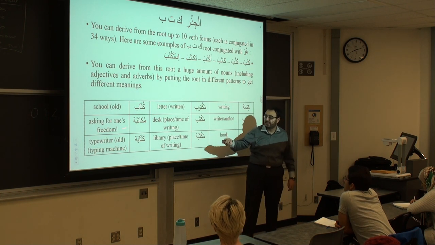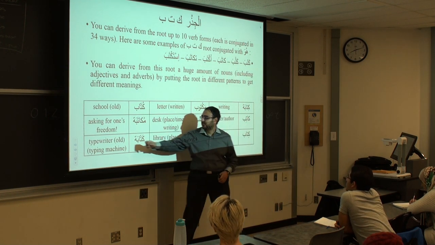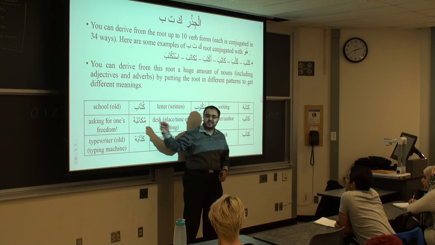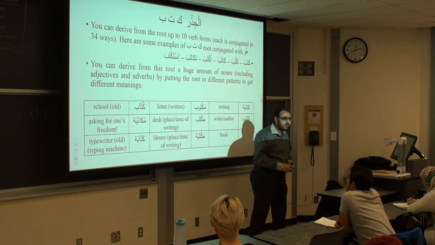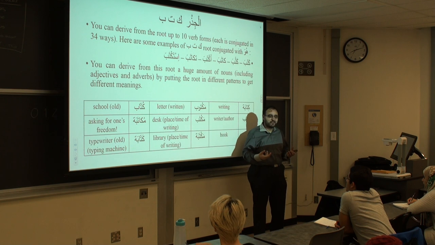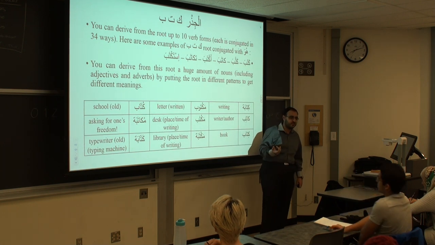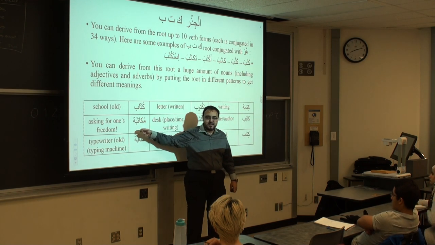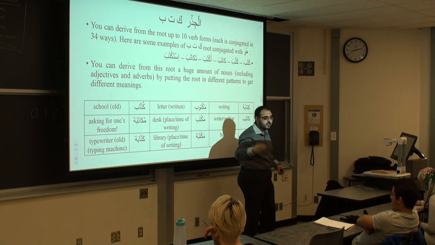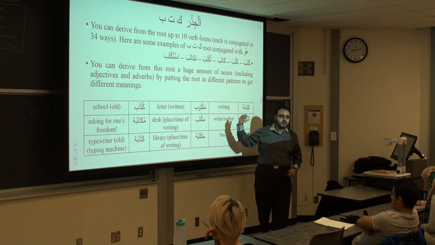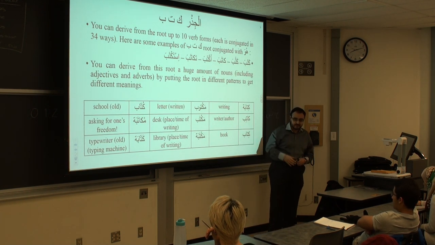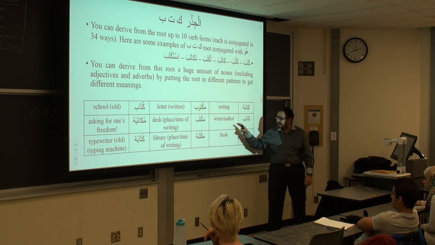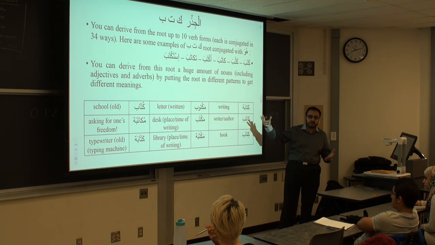Mukataba, so here is an example of what I was just saying. Mukataba is asking for one's freedom. So here the semantic relationship is very hard to guess. How can asking for one's freedom be related or share the same root as all words that have to do with writing? The semantic relationship with other words can be obvious.